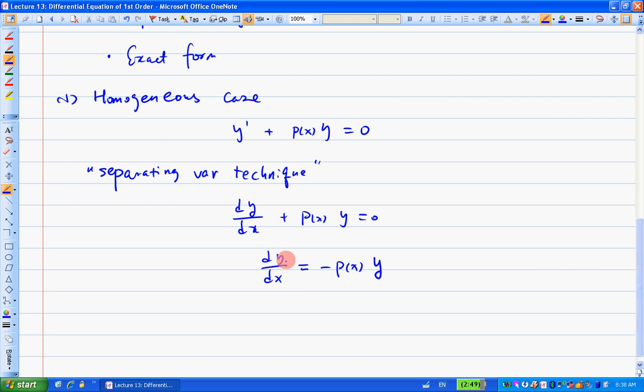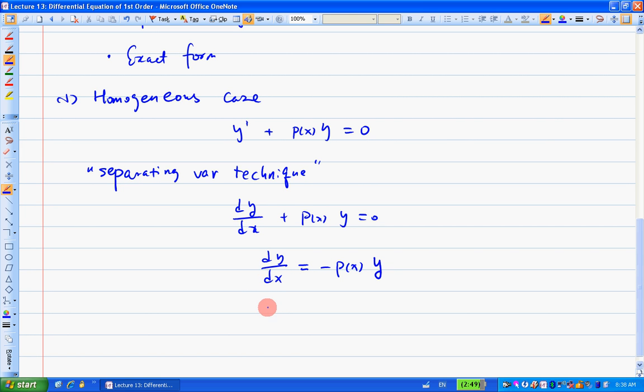Now this d operator here is called a differential. It's not a partial. So basically you can treat dy or dx as a separate quantity that you can manipulate: multiply, move, and divide. So what we can do is put this dx over to the right side and move the y to the left side.